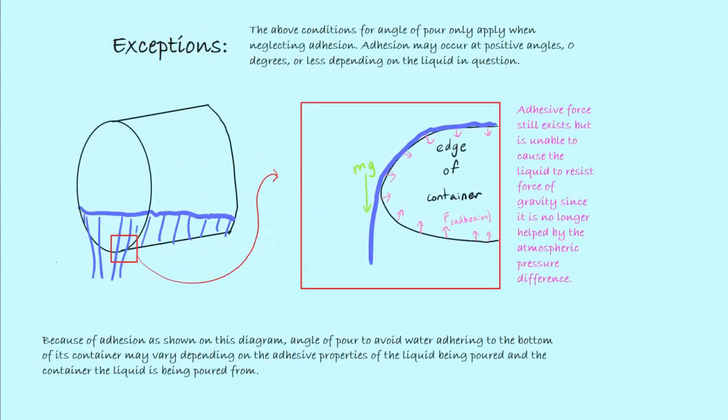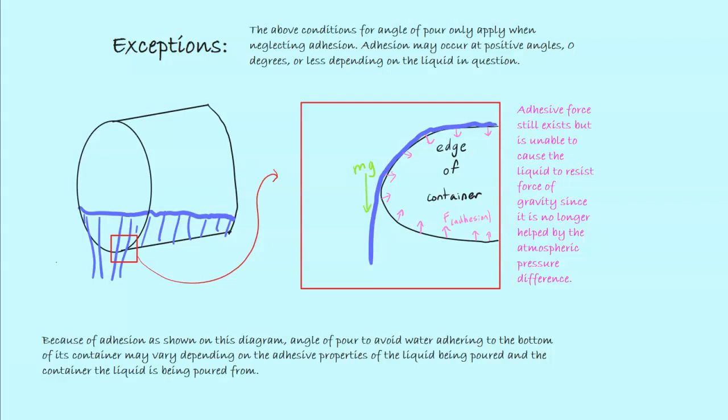Since this is an idealization, these exact angle rules do not always apply. Factoring back in adhesion as shown in the sketch and factoring in adhesive properties of the liquid and container, gravity can overcome pressure and adhesive forces at different angles depending on the scenario.